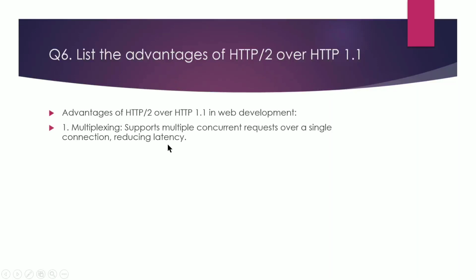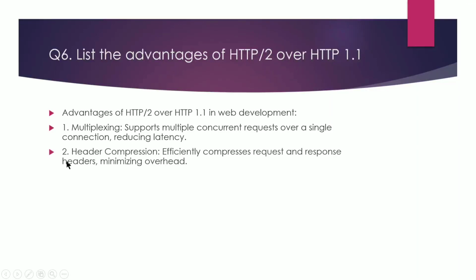Multiplexing. HTTP2 supports multiplexing. By multiplexing, I mean I can send more than one request, or concurrent requests, over a single connection, so that it reduces the latency. This word simply states that I can make multiple requests at a time to the server.